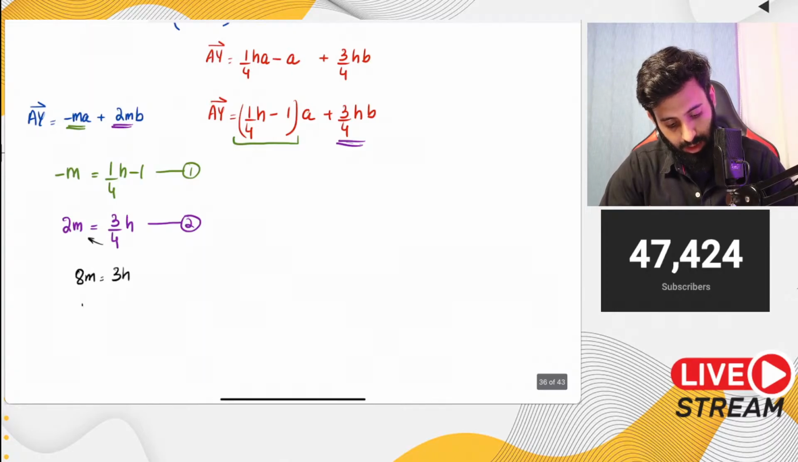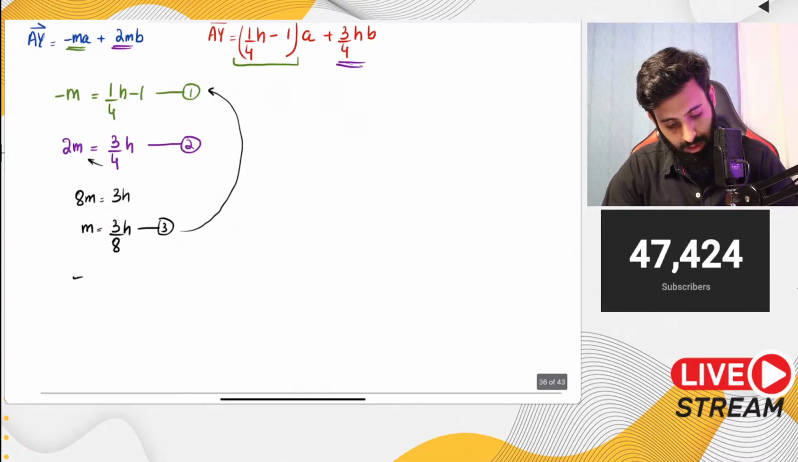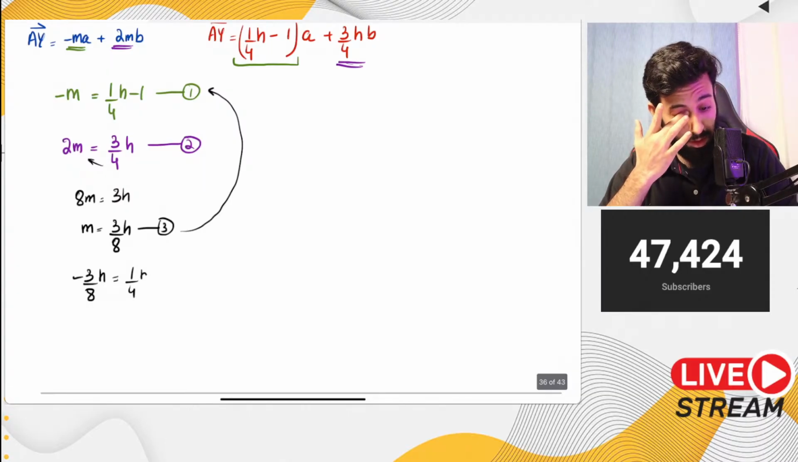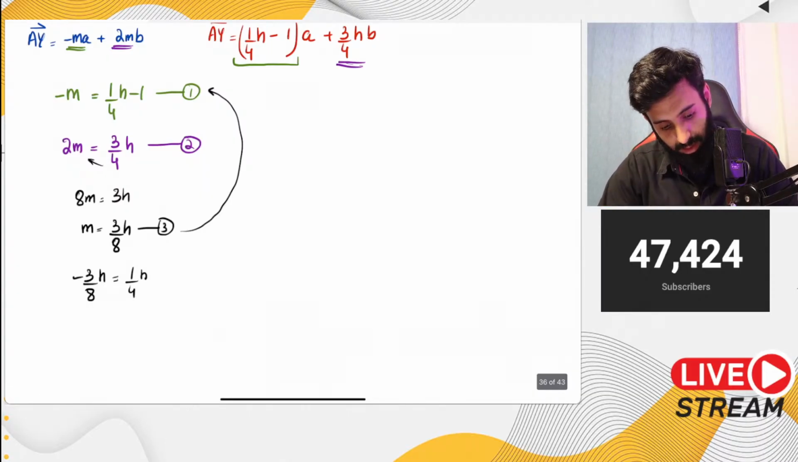Let's make m the subject. m is equal to 3 upon 8 h. So this is the third equation, which goes back into the first equation. So that means minus 3 upon 8 h is equal to 1/4 of h minus 1.